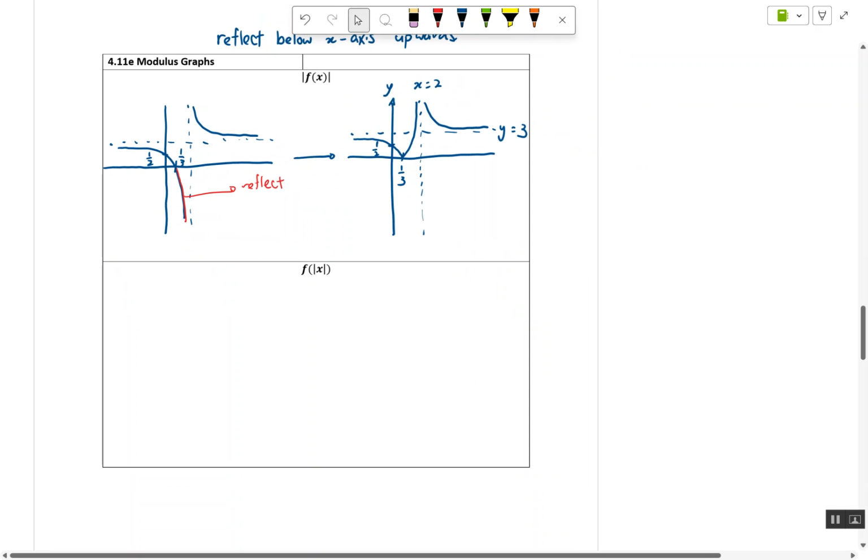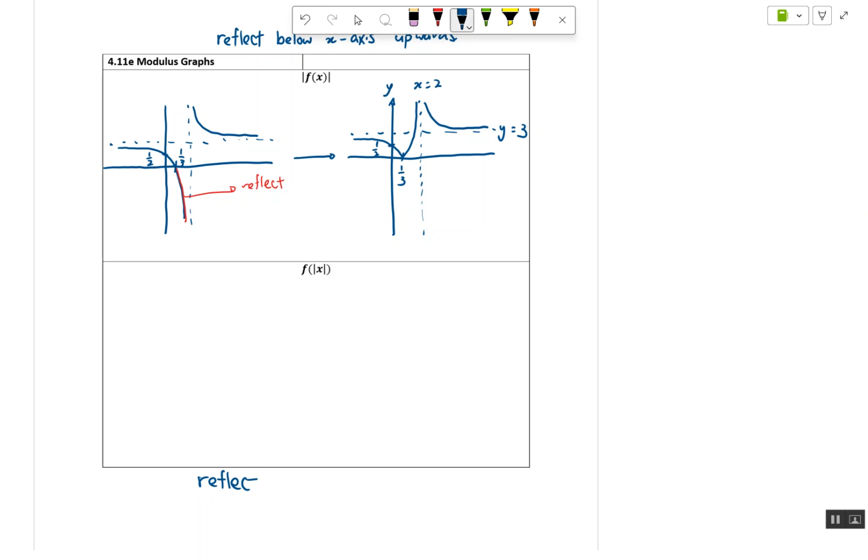But if it's f of modulus x, you reflect the right hand side to the left hand side, like that. So be careful. I need to reflect the right hand side to the left hand side. The asymptote will be reflected.